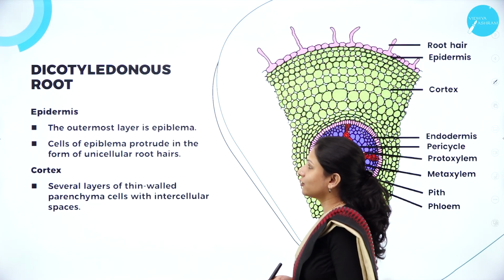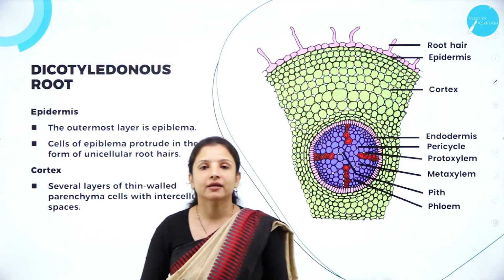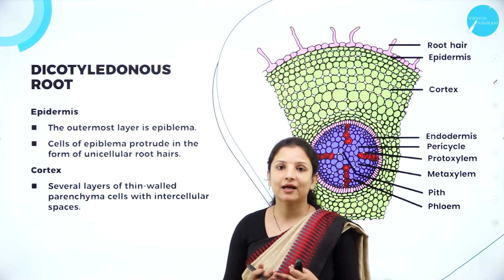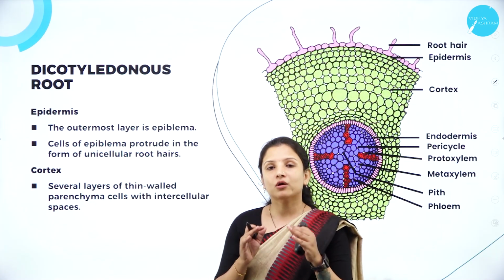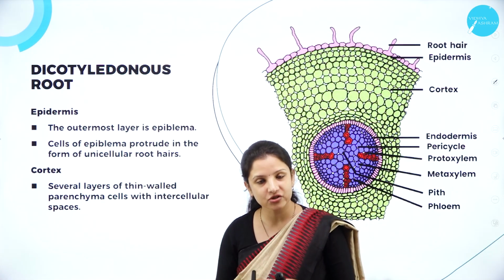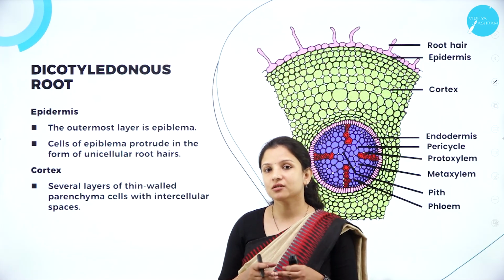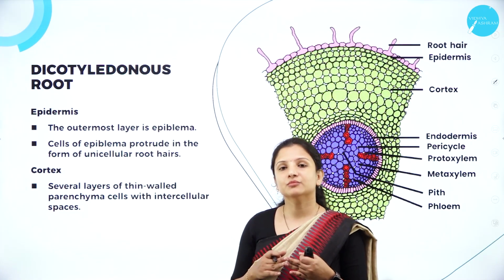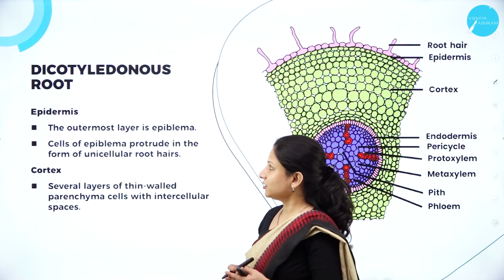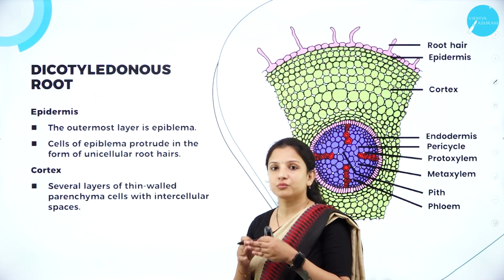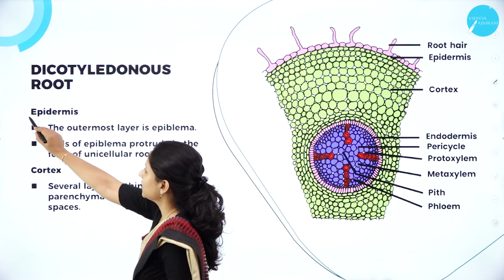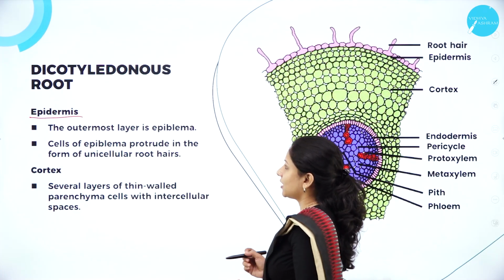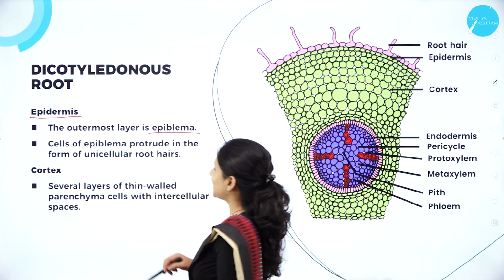So starting with the dicotyledonous root. If you remember, in the previous session we had studied in general the different layers, the cells that are arranged in a plant. So the cells are arranged in the epidermal tissue layer, then we have the ground tissue, and then comes the vascular system, right? So the epidermal layer forms the outermost covering, and it is the epidermis. Epi means outer and dermis or derma means skin. So it is the outermost layer, and it is also called as epiblemma.